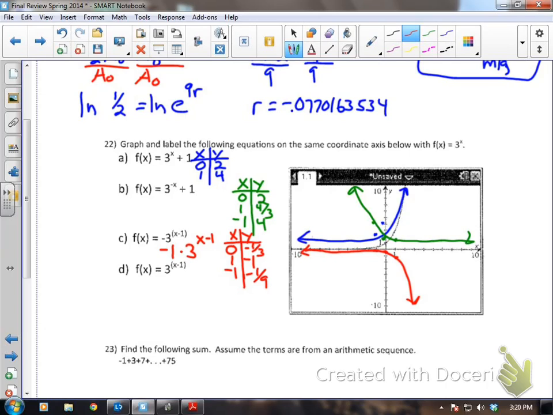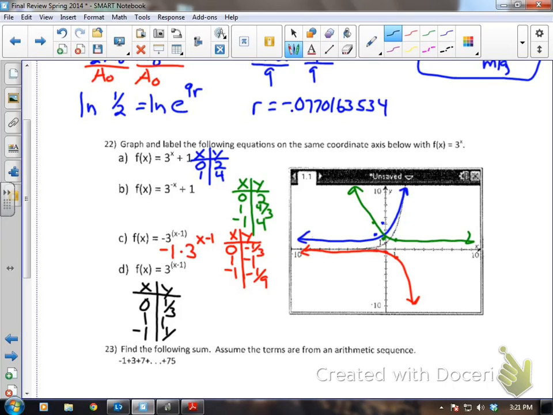Okay, so for part D, we're going to do 3 to the x minus 1 power. So let's do just a little table of values here. So I'm going to do 0, 1, and negative 1 again. If I put 0 in for x, I'm going to have 3 to the 0 minus 1 power, which is negative 1. So 3 to the negative first power is 1/3. If I put 1 up in there, it's going to be 1 minus 1 is 0. So 3 to the 0 power, which is 1. And then if I put negative 1 in there, that's going to be 3 to the negative second power, which is 1/9.